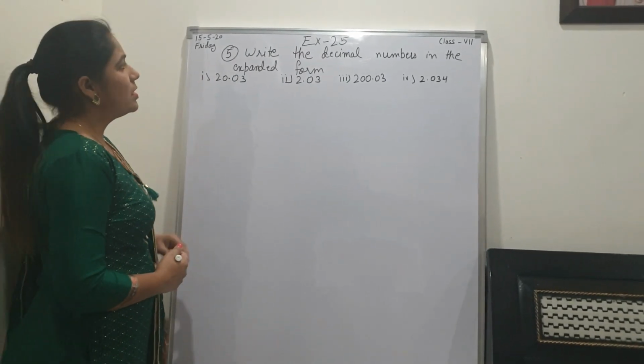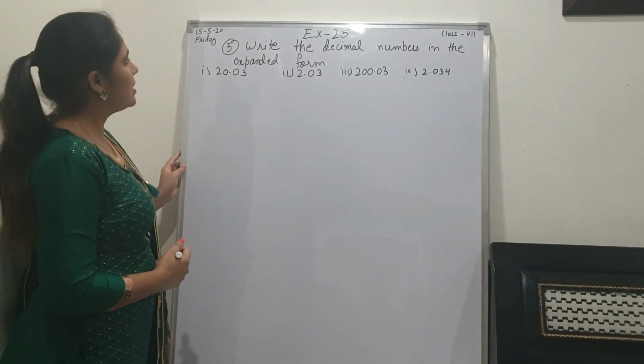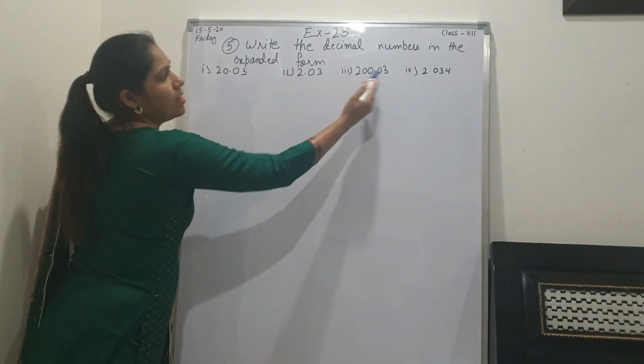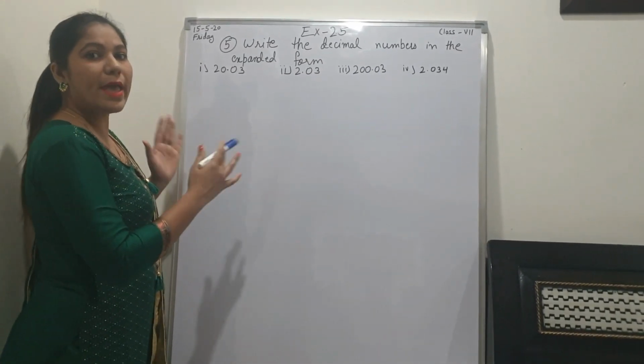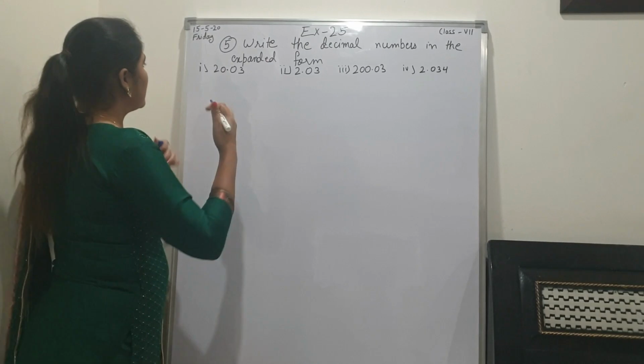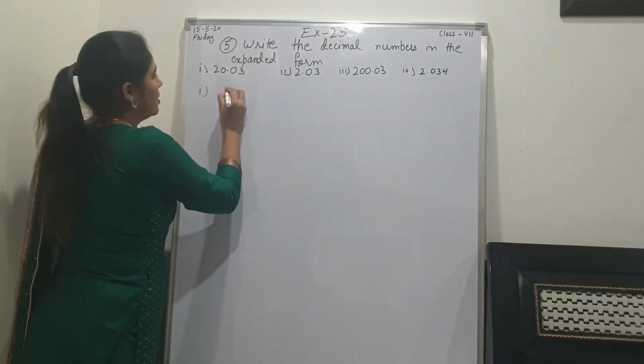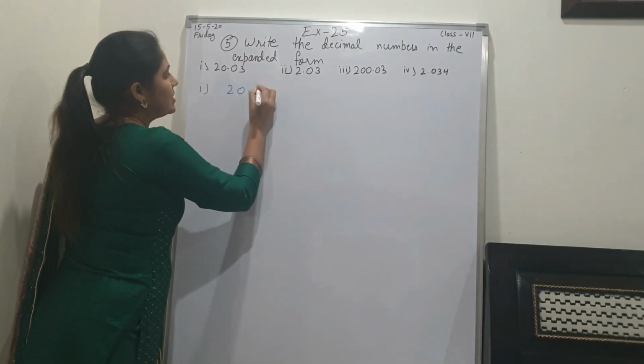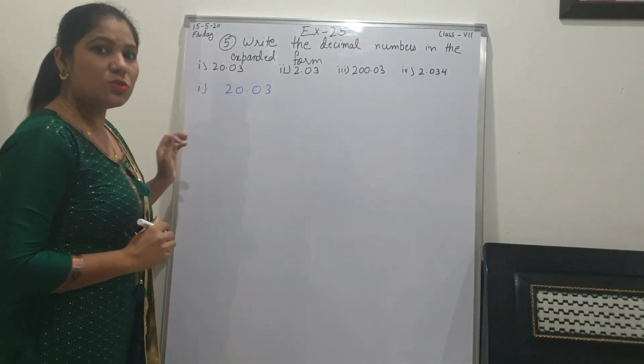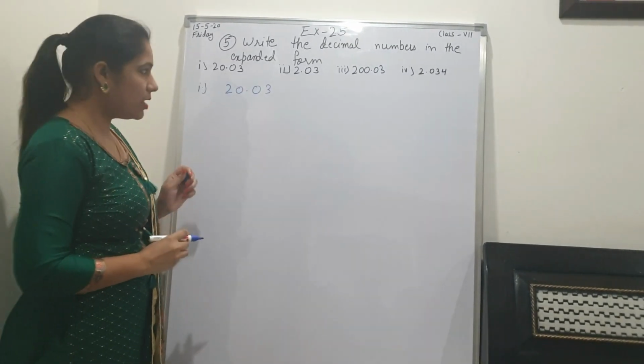See students, write the decimal numbers in the expanded form. These are the decimal numbers. We have to expand them. So see the first point, 20.03. Students, you know about the place value chart.